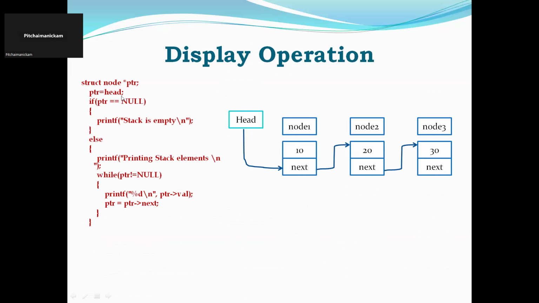First, we declare the struct node star pointer, and pointer is equal to head. If pointer is equal to null, the stack is empty, so we do not print any element. If the pointer is not equal to null, we print the elements in the stack. We check that the pointer is not equal to null, and we print the value, pointer value. Then pointer is equal to pointer next. So we move the pointer to the next position to read the successive value of the stack.